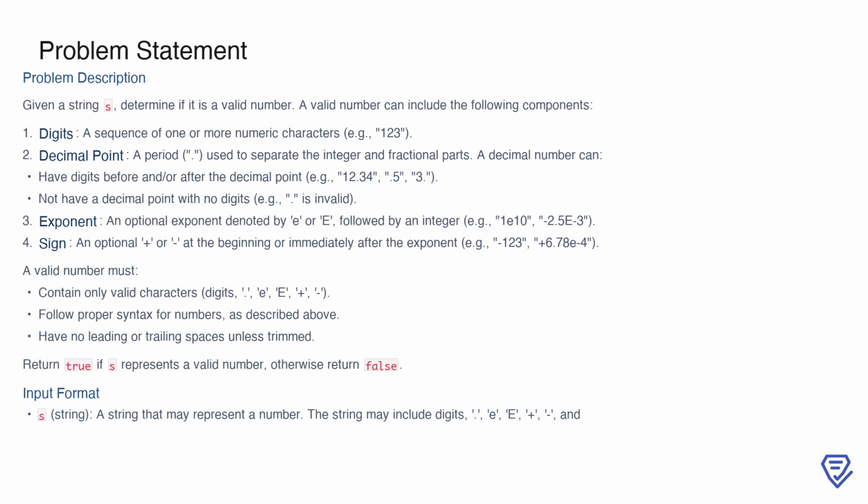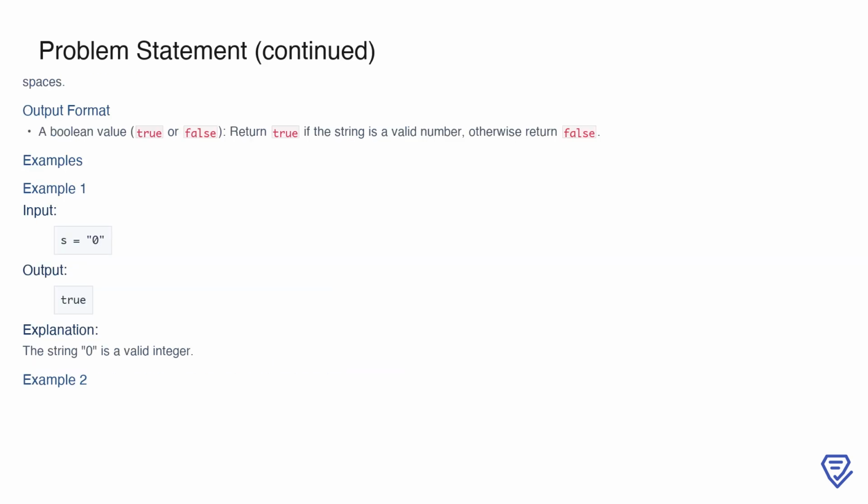For the string to be considered valid, it must only contain these components, follow the proper syntax, and not have any leading or trailing spaces unless those spaces are trimmed. If the string meets all these criteria, we return true, otherwise, we return false. The input to the problem is a single string s. This string may include digits, a decimal point, an exponent character, e or E, optional signs, plus or dash, and spaces. The output is a Boolean value, true if the string represents a valid number and false otherwise.